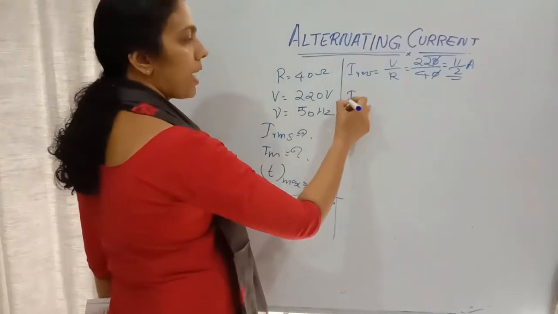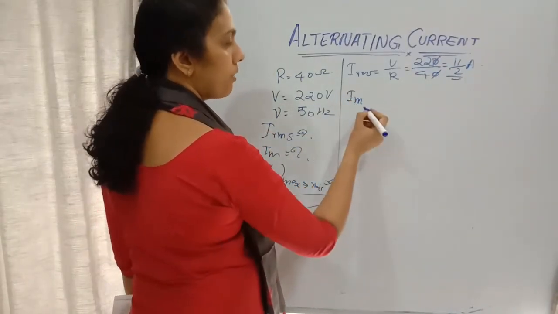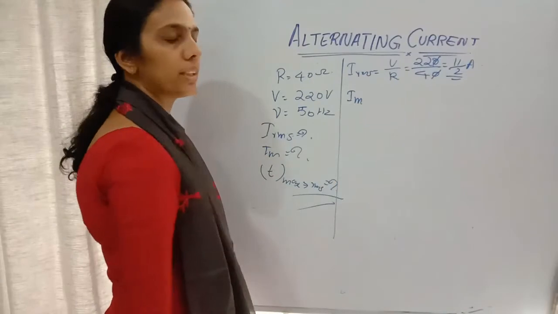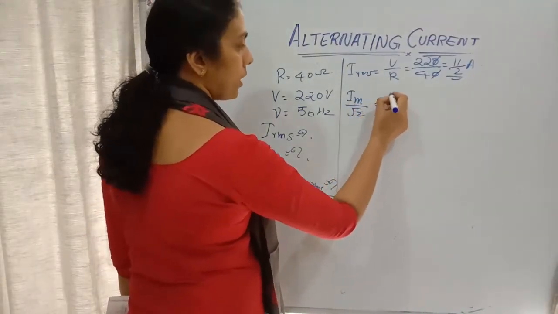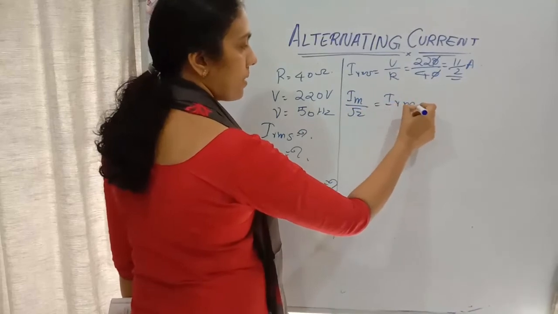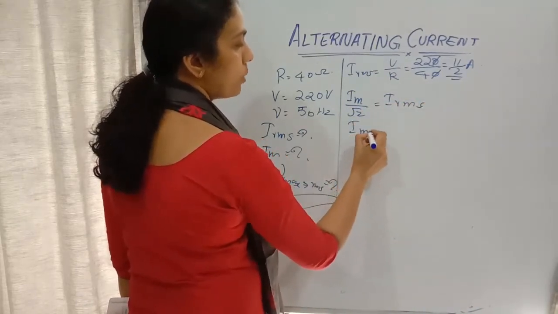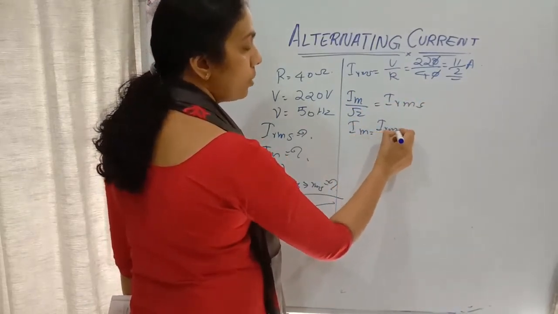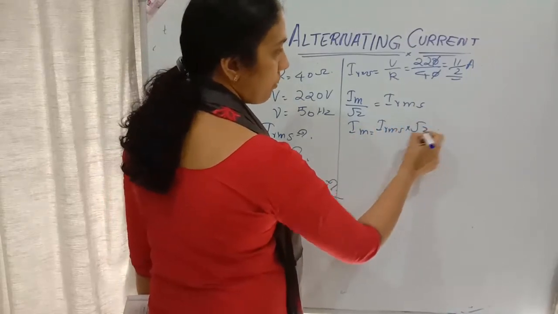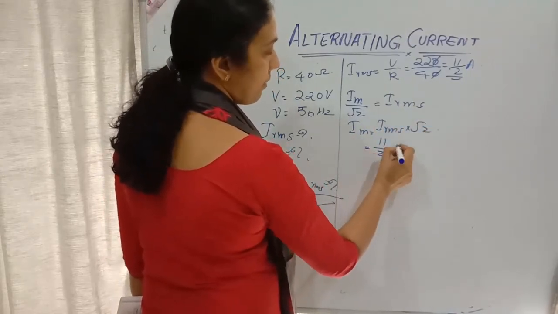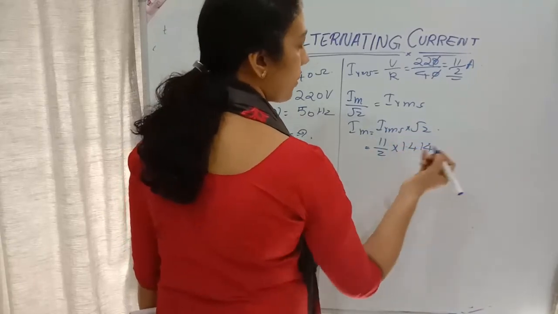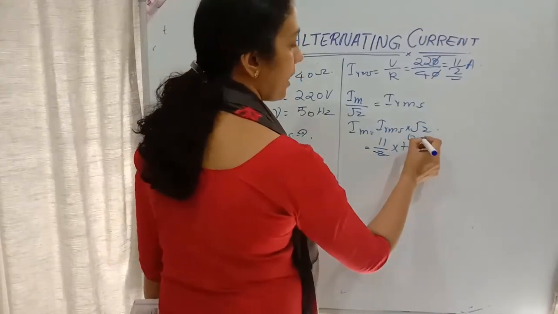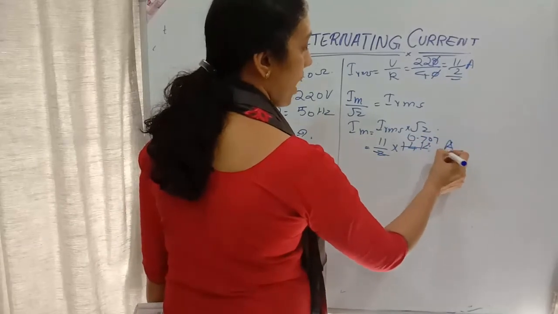Now the maximum value of current, Im, how can we find it? What is the relation connecting IRMS and Im? Im divided by root 2 will be equal to IRMS. So Im will be equal to IRMS into root 2. You can multiply 11 by 2 into 1.414, and you will get the final answer here, this much of ampere.